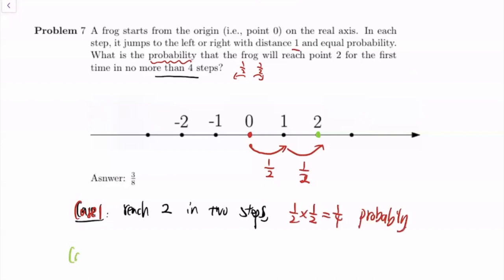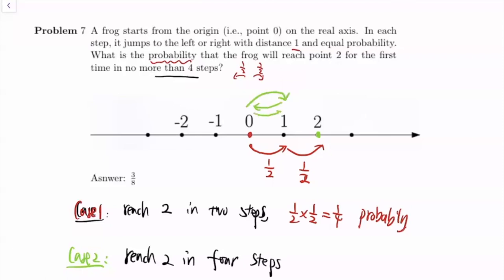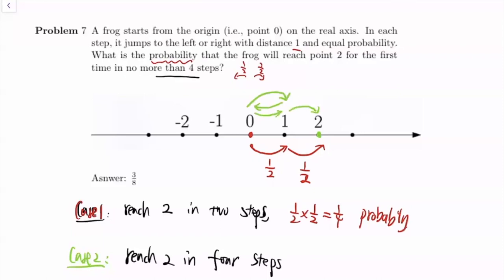And then we can look at case 2: reach 2 in 4 steps. You might be asking, how about 3 steps? It's easy to see there's no way it can reach 2 in 3 steps. So in 4 steps, what we can do is go to the right, then jump back, then jump to 1, and then jump to 2. Each step has probability 1/2, so the probability is 1/2 times 1/2 times 1/2 times 1/2, which is 1/16.